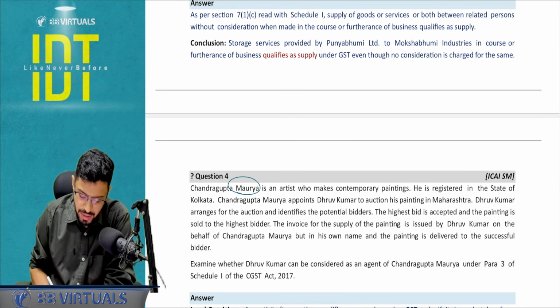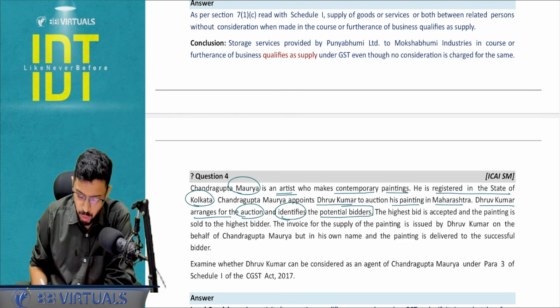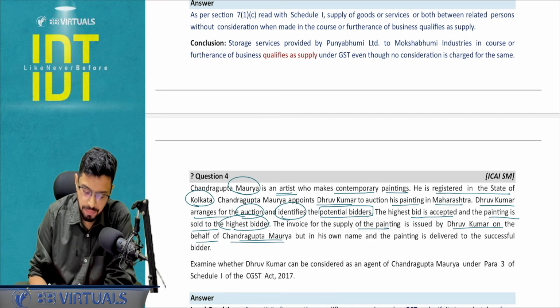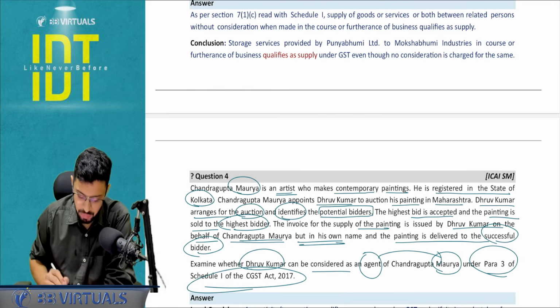Chandragupta Maurya is an artist who makes contemporary paintings. He is registered in the state of Kolkata. Chandragupta Maurya appoints Dhruv Kumar to auction his painting in Maharashtra, and Dhruv Kumar arranges for the auction and identifies the potential bidders. Highest bid is accepted and painting is sold to the highest bidder. The invoice is issued by Dhruv Kumar on behalf of Chandragupta Maurya but in his own name, and painting is delivered to the successful bidder. Examine whether Dhruv Kumar can be considered as an agent of Chandragupta Maurya under paragraph number 3, schedule number 1.